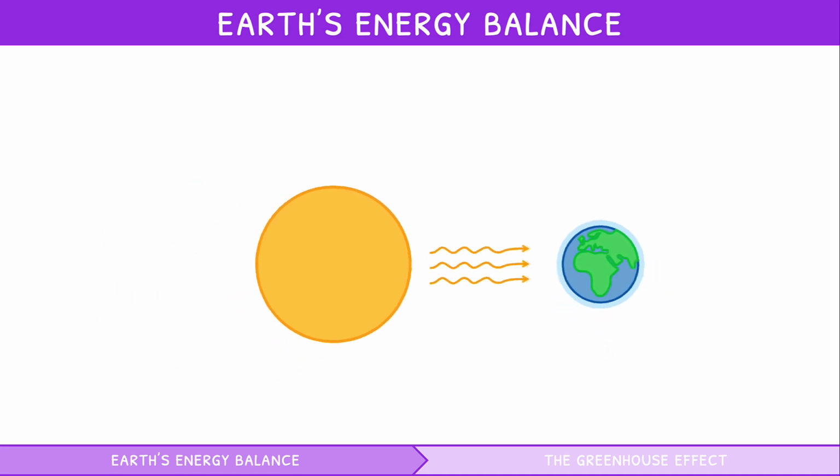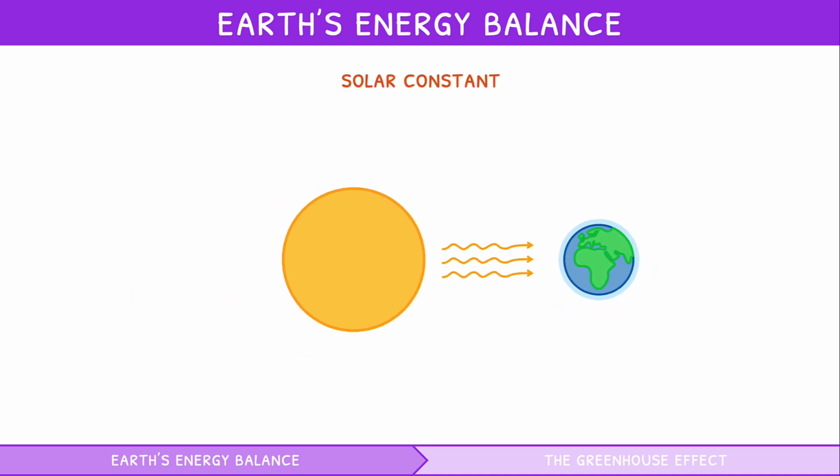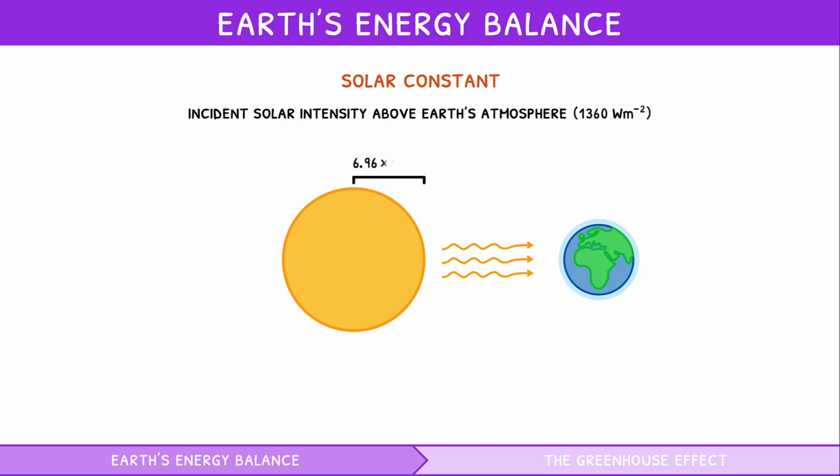The Sun's incident light is termed the solar constant. This is officially defined as the incident solar intensity above Earth's atmosphere, often given a value of 1,360 watts per meter squared. You are expected to calculate this intensity in your exam from provided values for the Sun's radius, 6.96 times 10 to the 8 meters, the average distance from the Sun to Earth, 1.5 times 10 to the 11 meters, and the Sun's surface temperature, 5,780 Kelvin. When doing this calculation, assume that the Sun is a perfect black body.